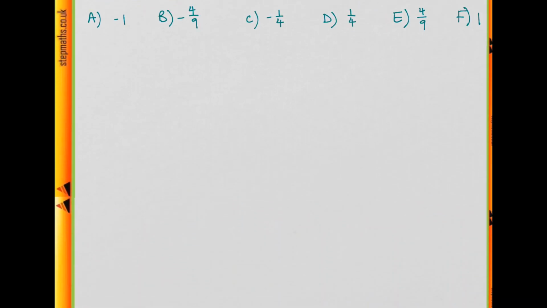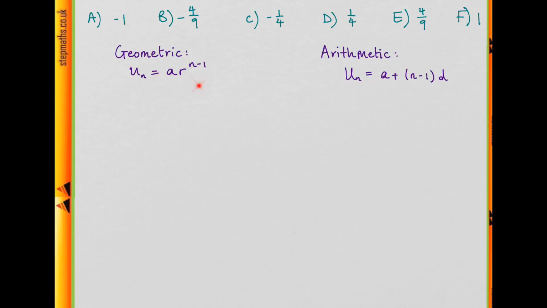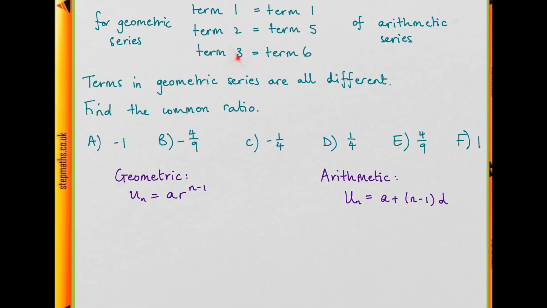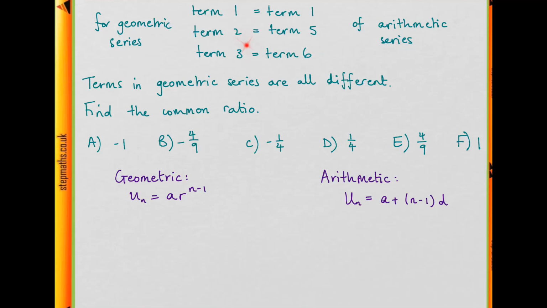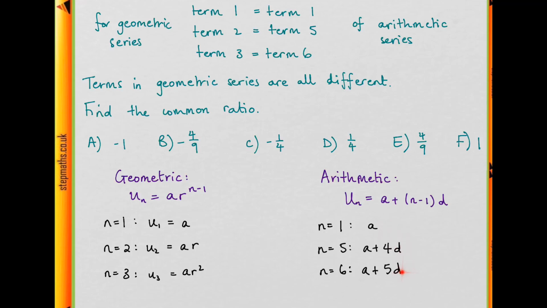Okay, so remember we have these formulas for the nth term of a geometric and arithmetic series. So we can use these to work out the first, second, third, and the first, fifth, and sixth terms of these two series. If we substitute n equals 1, 2, and 3 into this formula here, it gives us the first three terms in terms of the first term a and the common ratio r, and we can also substitute n equals 1, 5, and 6 into this here. We'll get the first, fifth, and sixth terms in terms of the first term a and the common difference d.